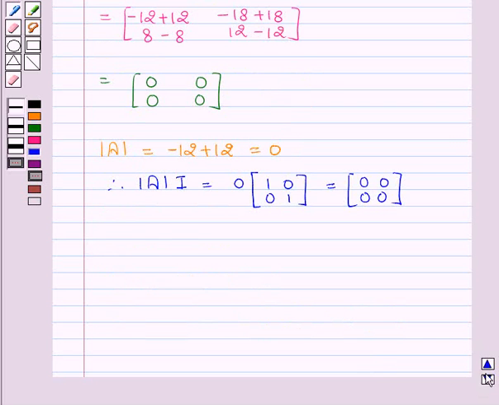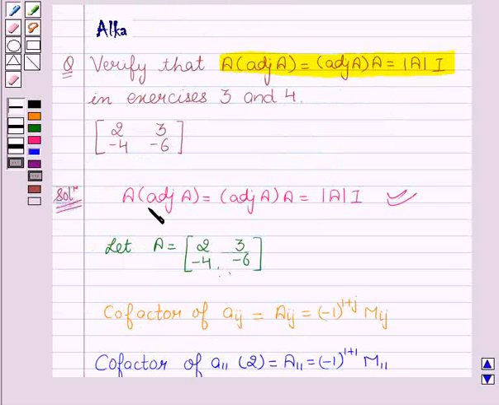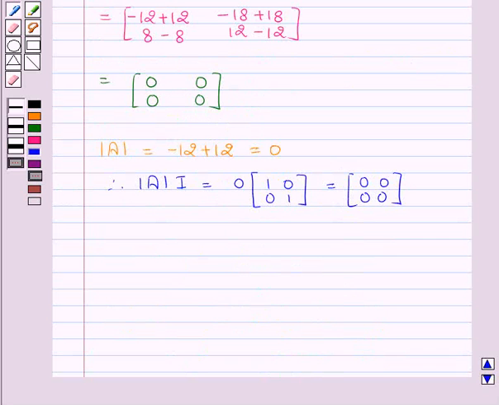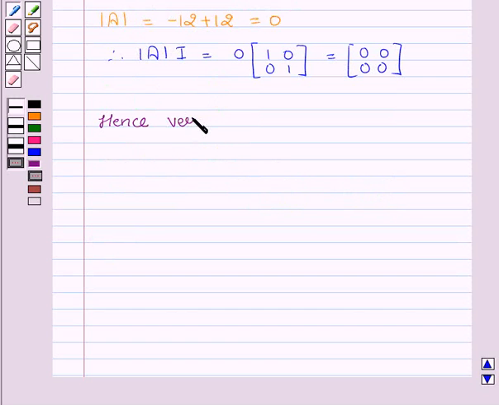Now we see that we have to verify that A into adjoint of A equal to adjoint of A into A equal to determinant of A into I. We have already calculated the value of A into adjoint of A, adjoint of A into A and determinant of A into I. And we see that the values of all the three terms is the matrix 0, 0, 0, 0. Therefore, we can say that A into adjoint of A equal to adjoint of A into A equal to determinant of A into I. Hence verified.